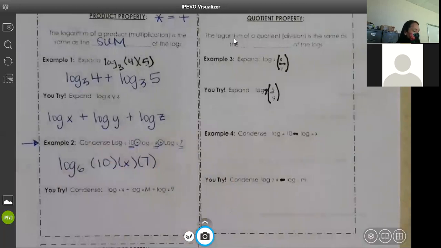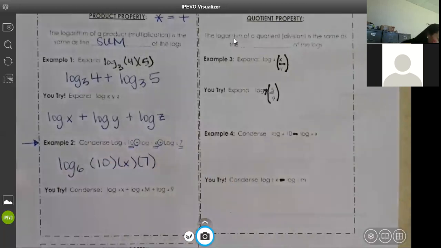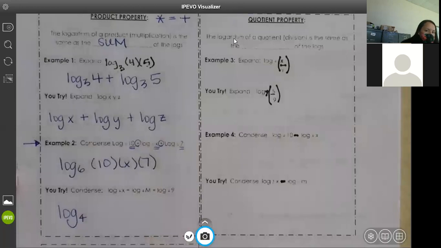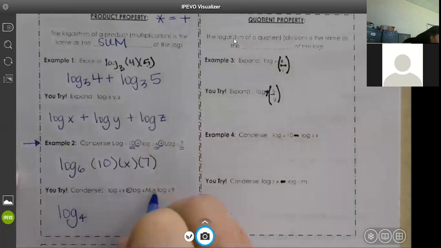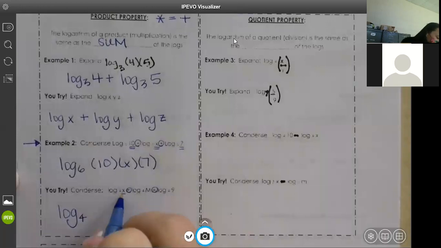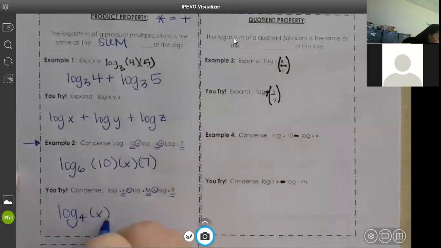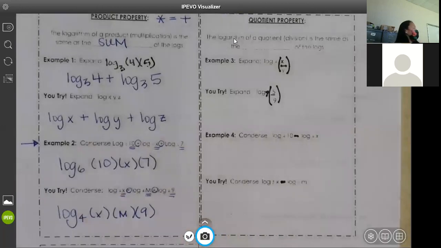Okay. All right, so same thing on the next one. It looks like log base 4. So we're just going to write one of those. We see pluses in between, so we can change that to multiply. X, M, and 9. And we're just going to leave it like that. All right, so multiply and add are interchangeable. If you're trying to expand it, you're going to add them. If you're trying to condense it, you're going to end up multiplying them.